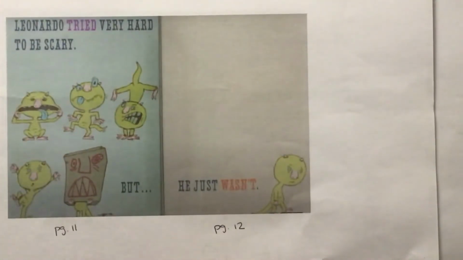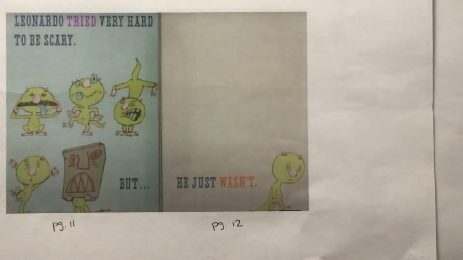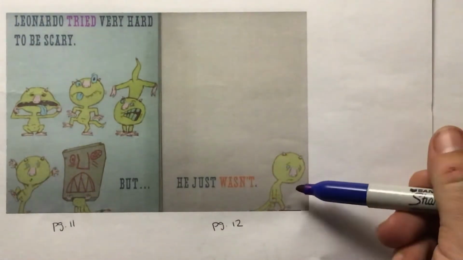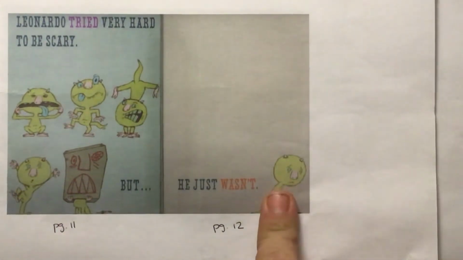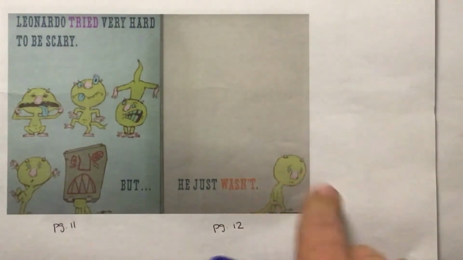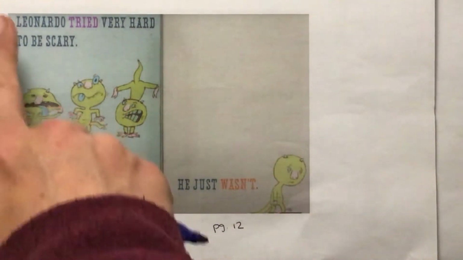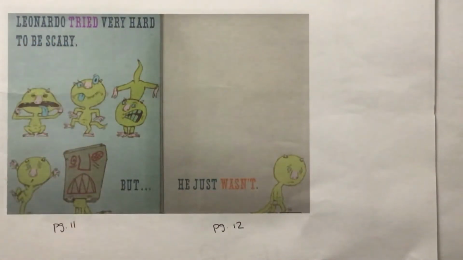In comparison, on page 12, we can see that Leonardo is very sad. His body language tells us this because he is hunched over, and he looks sad as he's frowning, and his eyebrows are facing downwards. The text tells us that he just wasn't scary. So using our context clues from the pictures, we can determine that he is sad because he wasn't scary.